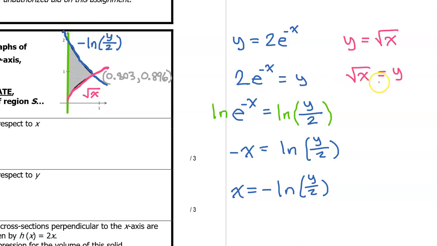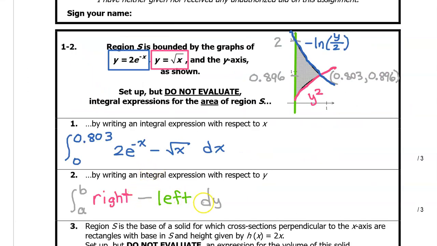Moving on to the red function, we can get rid of the radical by squaring both sides of the equation, and we get x is equal to y squared, and that's it. So let's replace the square root of x with y squared. When you integrate with respect to y, your limits of integration go from bottom to top, and you integrate the right function minus the left function.